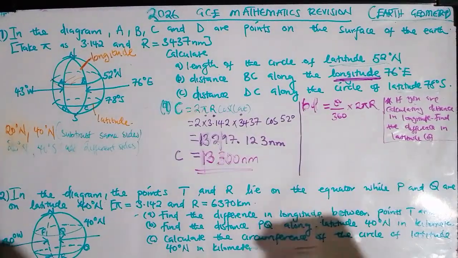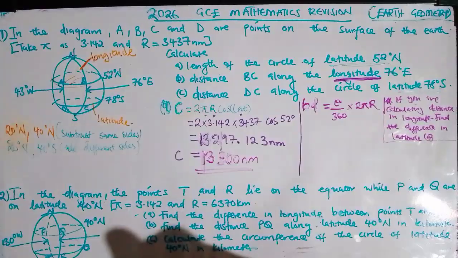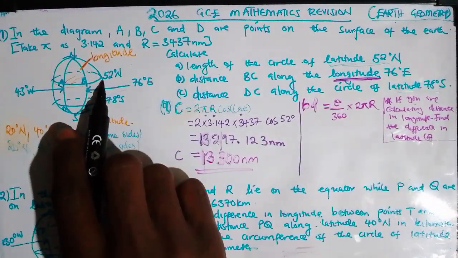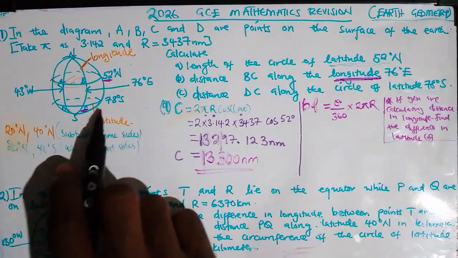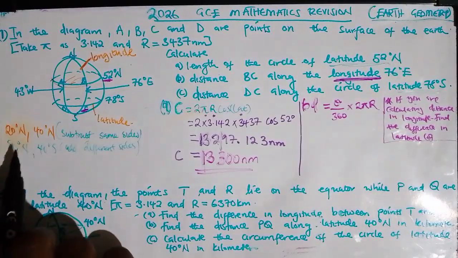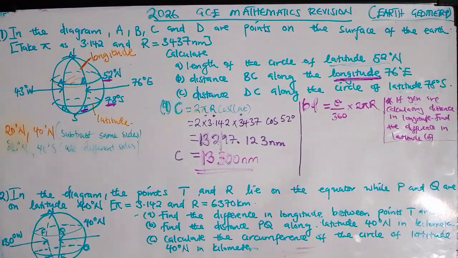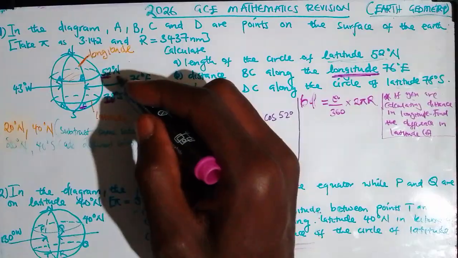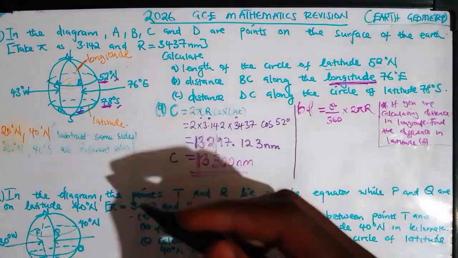Since our distance is BC, if you go to the diagram, you can see that B is on latitude what? 52. Then C is on latitude what? 78 degrees south. What did I say? If you have different signs, you do what? You add the latitude. So here we are going to add.